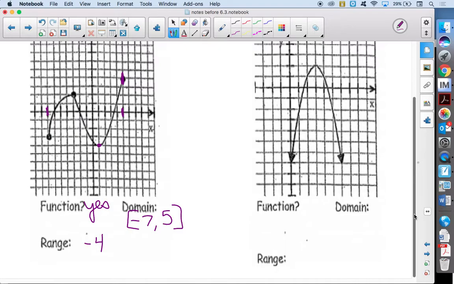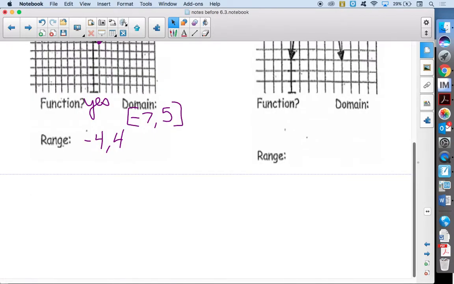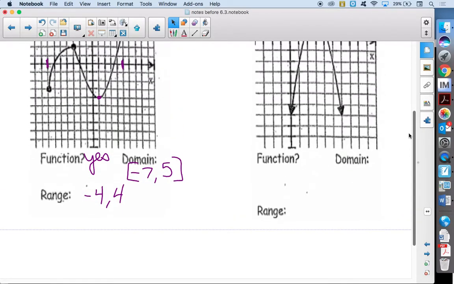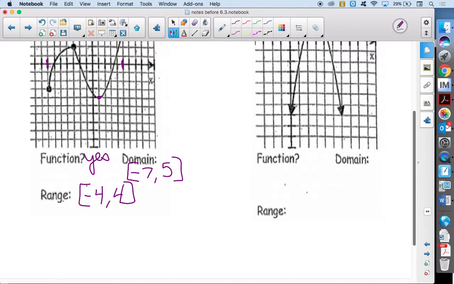4. Okay, so what goes around those two numbers? Brackets. So brackets go around both of them because they're both points on the graph. Even though this minimum doesn't have a point specified there, it's still a point on the graph because it's part of the minimum value of your curve. So -4 to +4. Sorry, the graph is hard to read.